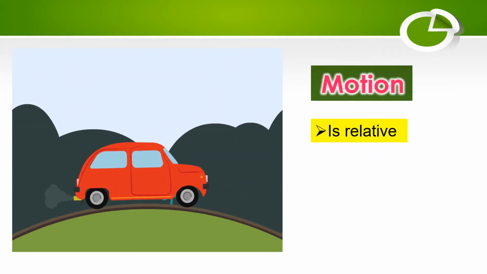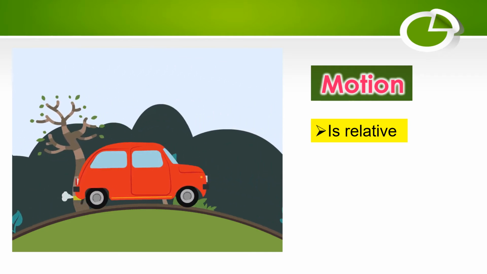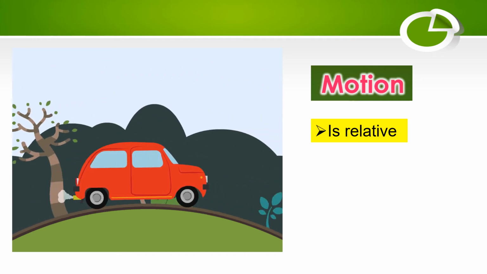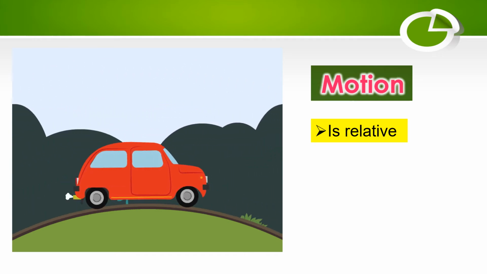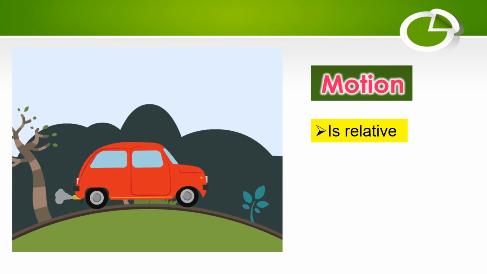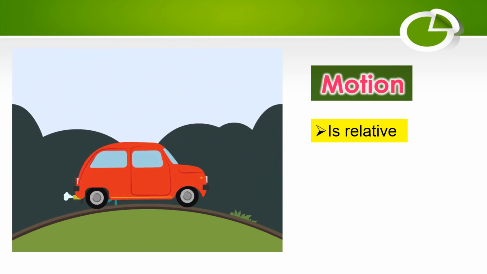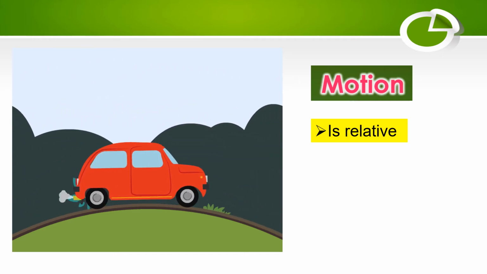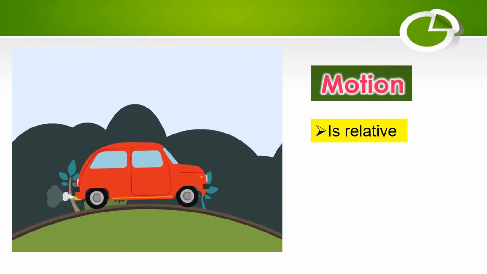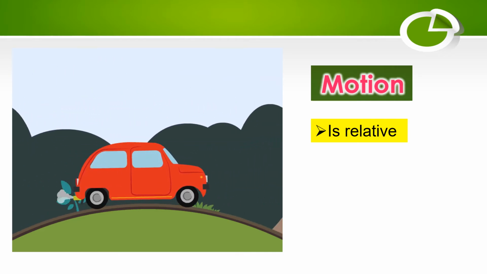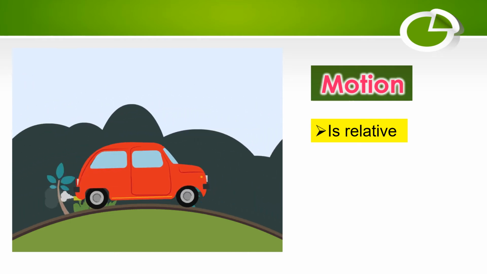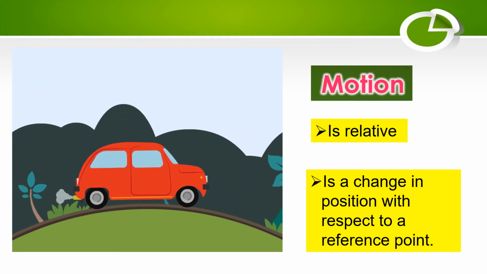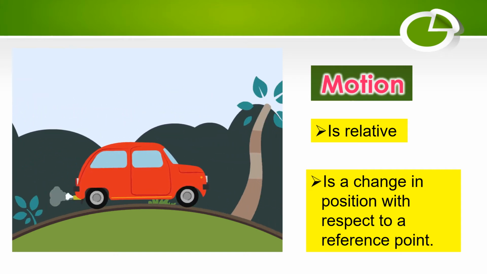Motion is relative. Consider the passengers in a moving car. Passengers inside the car do not consider themselves moving because they are just sitting in the car. However, the people standing outside consider them moving because the car is changing its position from one point to another. So, by definition, motion is a change in position with respect to a reference point.